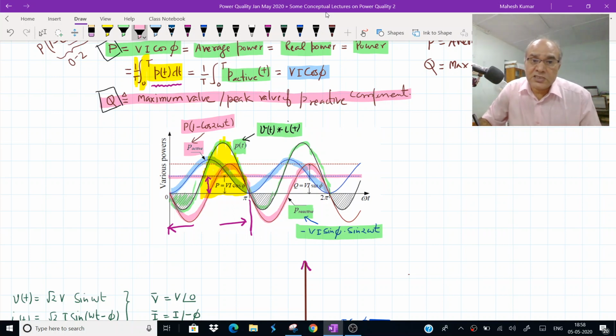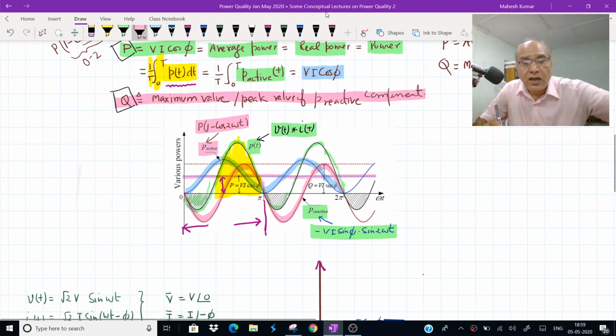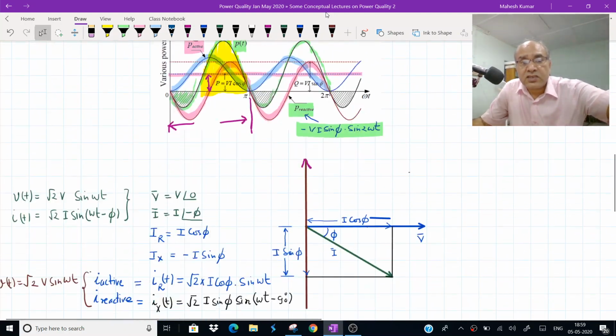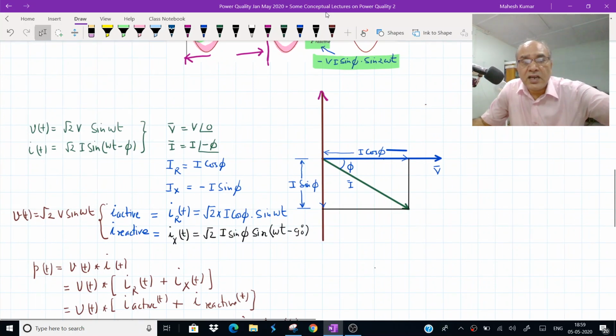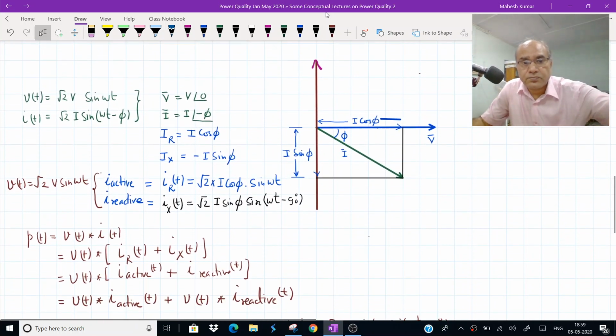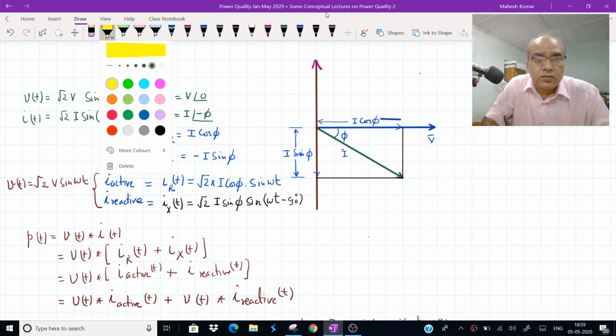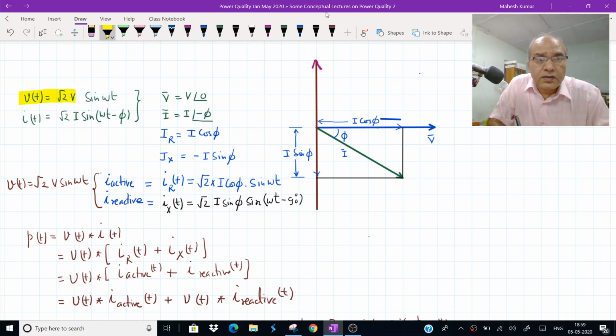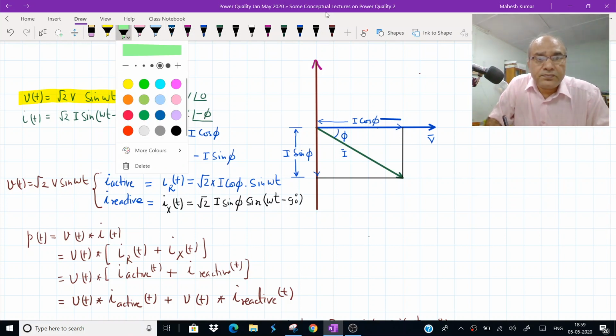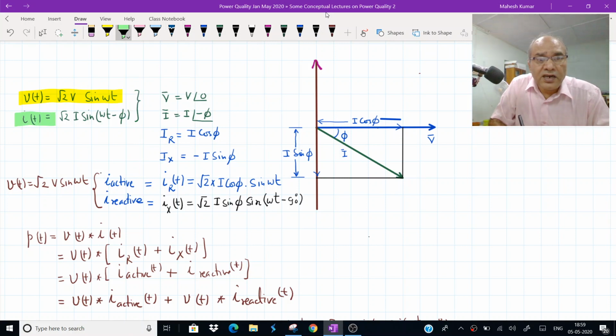Now once we understand this, the basic question was why we should call the first term active power and the second term reactive power. So we have to go a little more into detail about this. Okay, we have to take the help of the phasor diagram and try to understand the active and reactive component. Now as I said in the beginning, this is the voltage here and this is the current here. Multiply these two and it becomes power, as you have seen earlier.